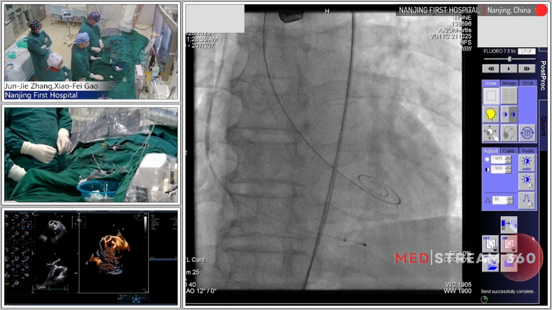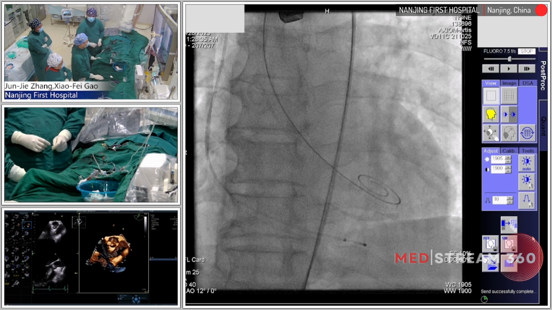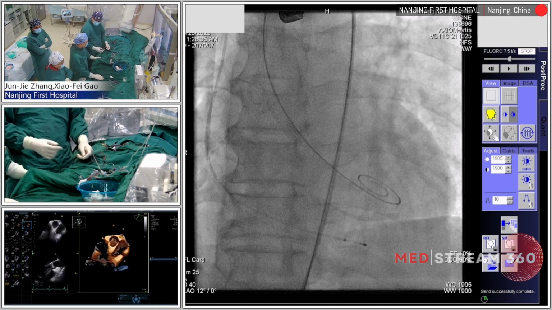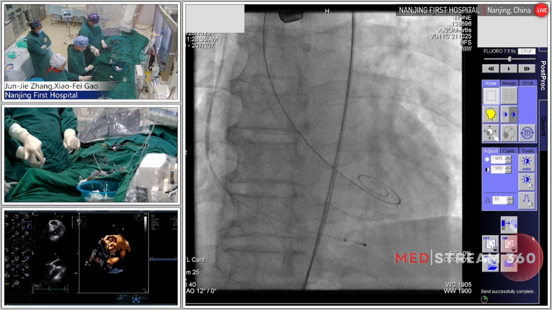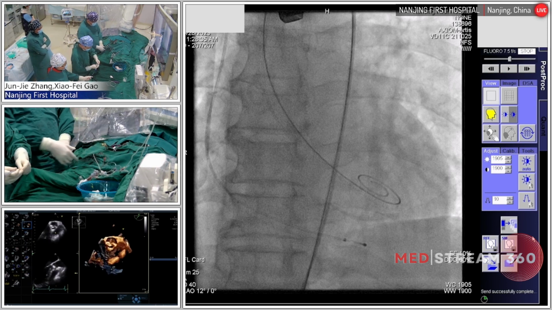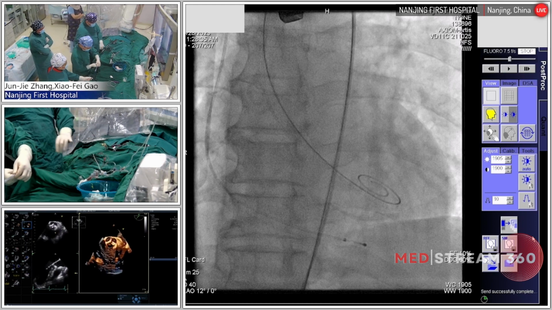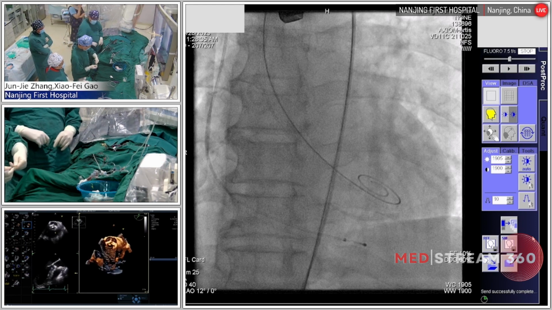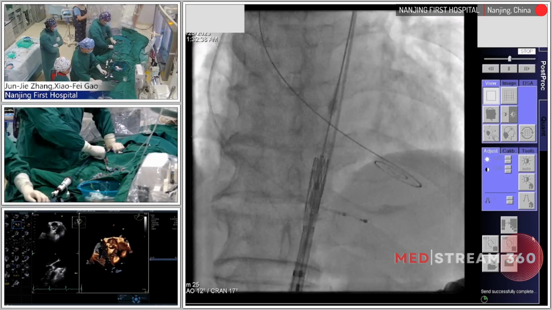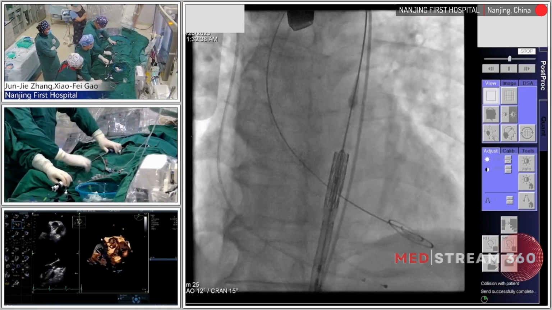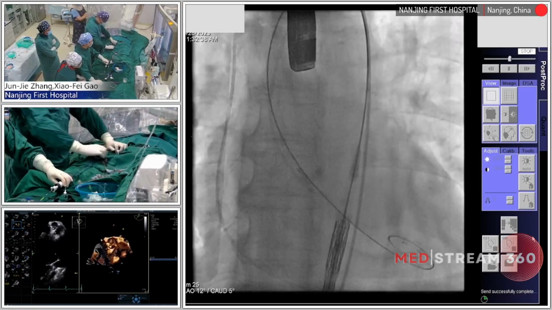Professor, what's your next step? Okay, now I think we are all ready. We have set up our railway, so we are ready to insert the Sapien 3 valve. According to the CT analysis and the circular method, we decided to use a 23 millimeter Sapien 3 valve with the normal fillings. Now it's ready. We have loaded the balloon into the valve.